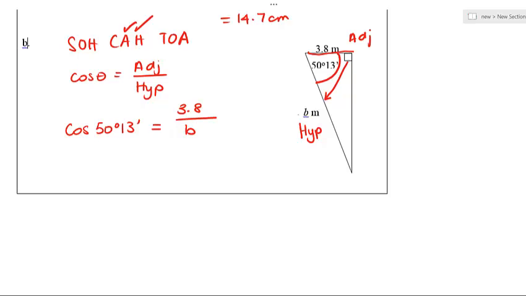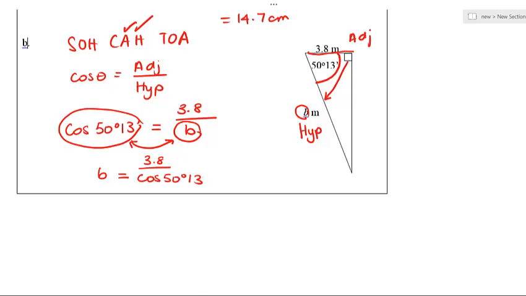Now we're solving for B. B is what we want to know. B is our unknown, and because B is the denominator, the easiest way to make it the subject is to switch it. So I'm going to switch B with cos 50 degrees 13 minutes. Now B is by itself, and it's going to be 3.8 divided by cos 50 degrees 13 minutes. You can do this on your calculator to get your final answer.